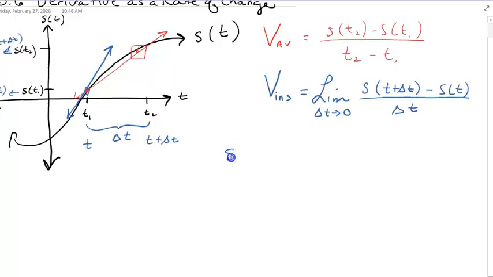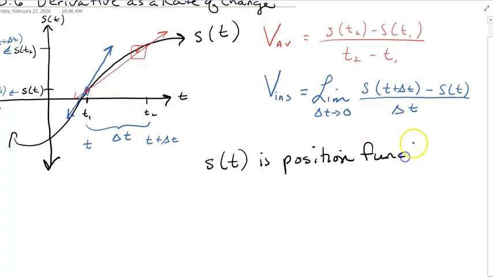Well, if s of t is our position function, and s of t is a standard notation for just position of a particle, position of an object, position of anything at a particular time. It's kind of a standard notation. You'll see it here. You'll probably see it in physics as well.